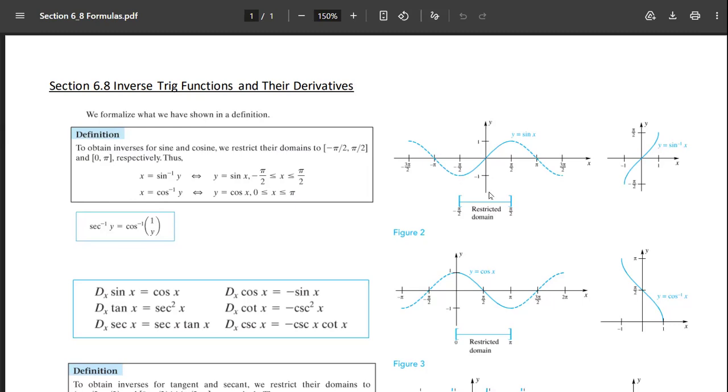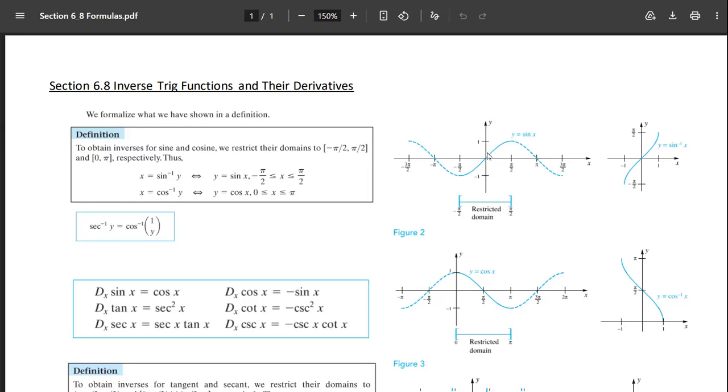So if we look at this graph here, we have a sine graph, okay? Notice that it passes the vertical line test, so it is a function. However, if we were to draw a horizontal line, it does not pass, so it fails as one-to-one. So in order to satisfy the conditions of an inverse, it has to pass those two items.